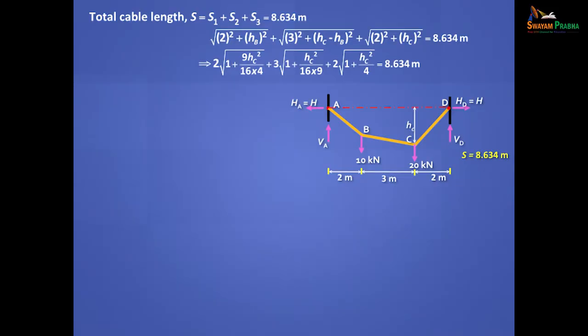Now, this is the equation you want. You can rewrite it like this. And you've got this equation. Clean. Now you have only one unknown, HC. You got an interesting equation. How will you crack this equation?